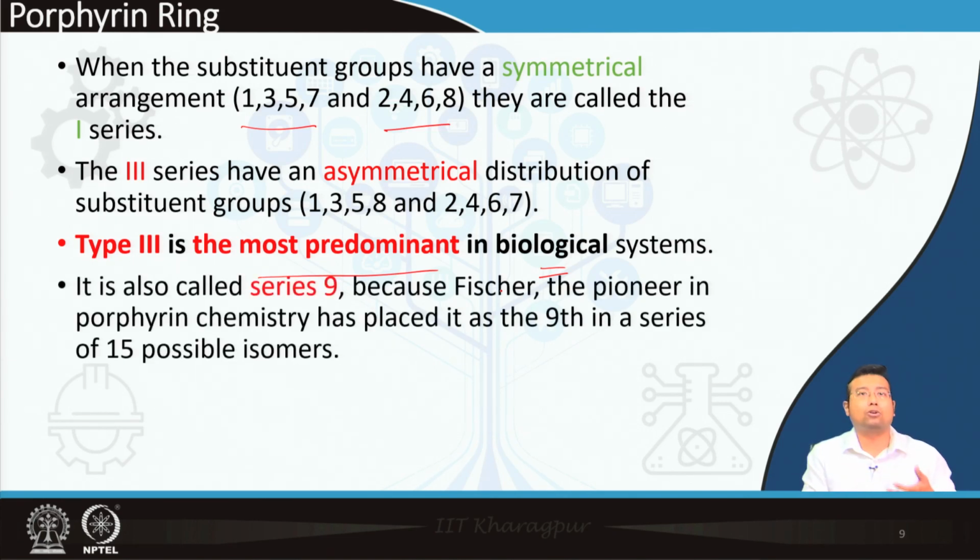It is also called series 9, right, because Fischer, the discoverer, the pioneer in this porphyrin chemistry, placed it as the 9th series in 15 possible isomers. Okay. So, if we look at all the possibilities, the original discoverer placed this, our product of importance, in 9th. Okay. So, it is also referred to as 9 in some textbooks, to respect the discoverer, but you should always know type 3 is the most predominant and this is the one of most interest for us.